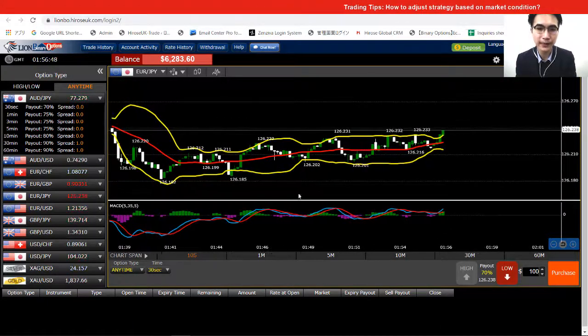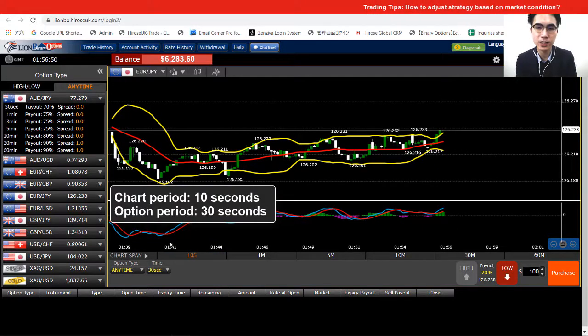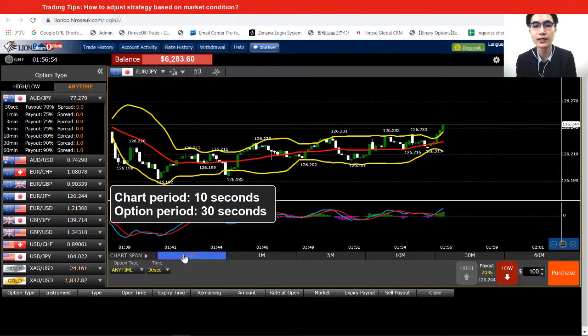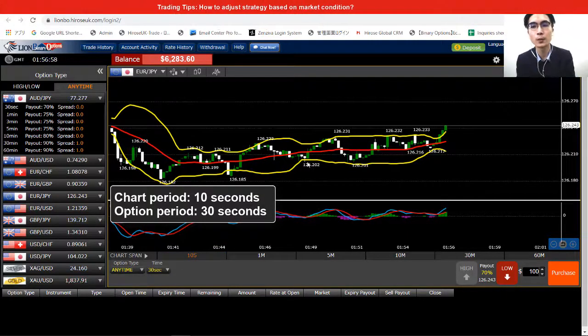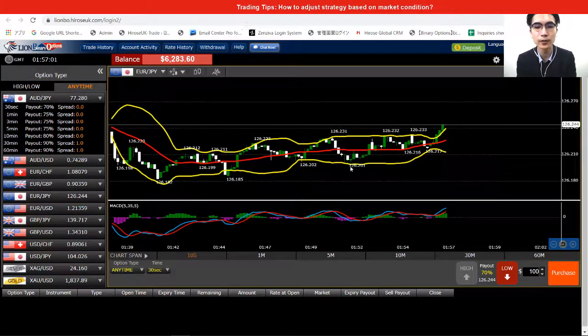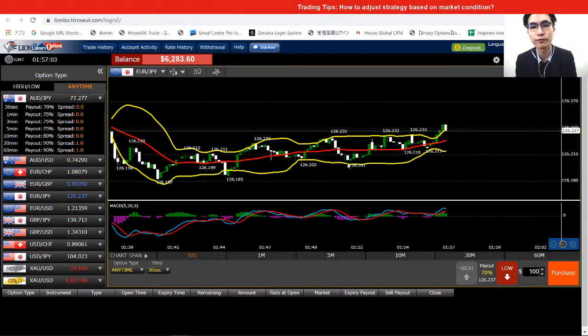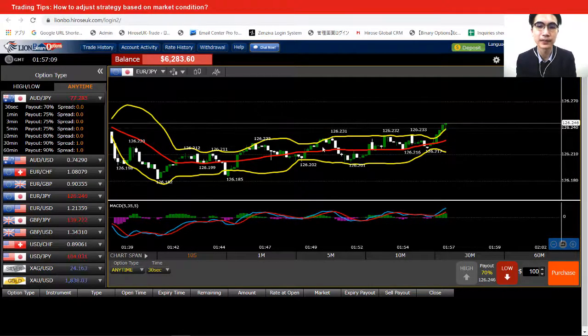So for today, I will be using a 10 seconds chart to trade with 30 seconds option. So again, chart period is 10 seconds, option period is 30 seconds. Now we are all good to go, and we will just take a look at the market movement first, and then pick a currency pair that I want to trade with. So let's take a look.